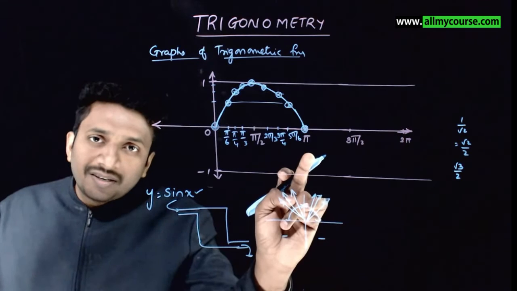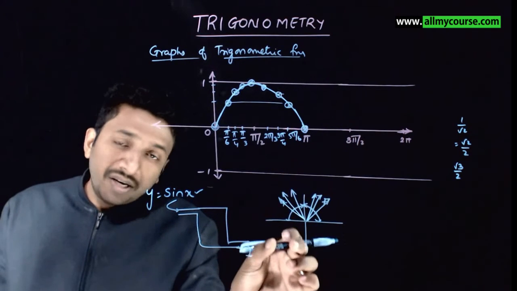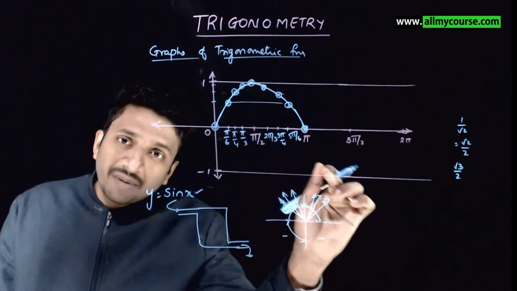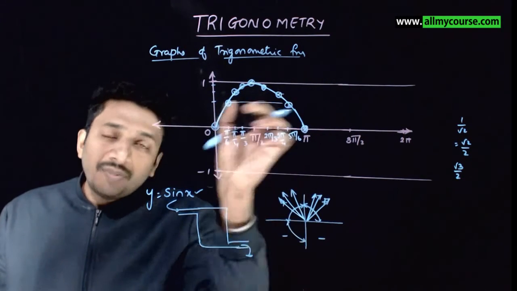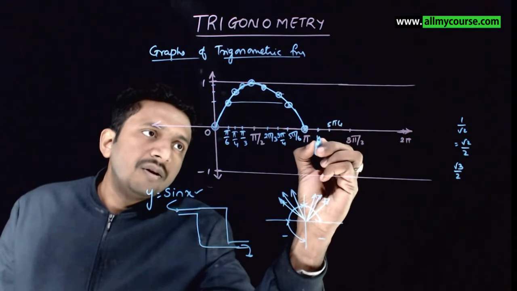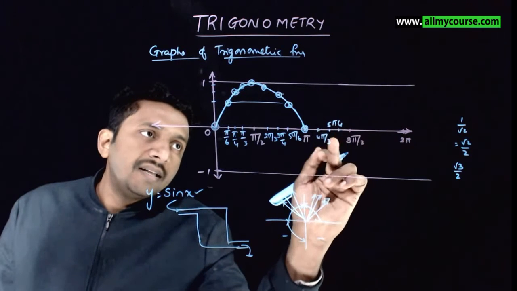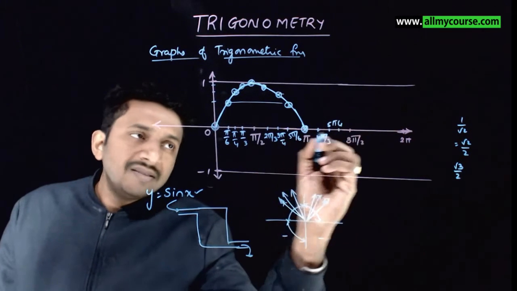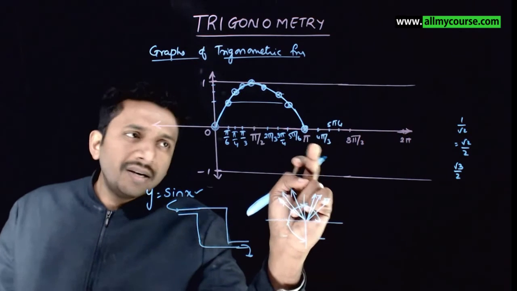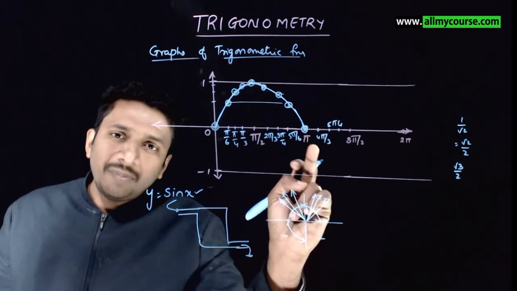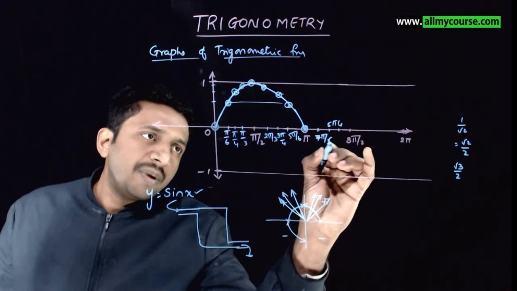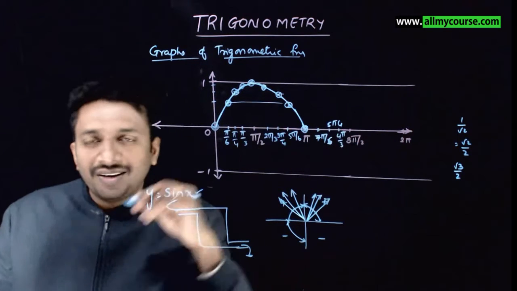Now in the third quadrant, if you go from 180 to 270, you get negative numbers. That means the value of sine becomes negative. But the values remain the same, right? So this is 180 plus 30, 180 plus 30 is 210 degrees. Sorry, this is 7 pi by 6. 7 pi by 6, and this is 4 pi by 3, 240 degrees, and this is 5 pi by 4.